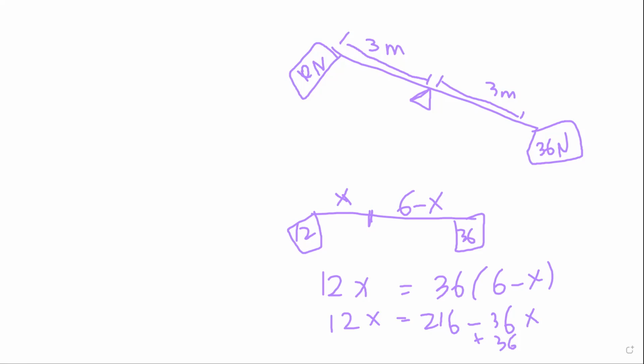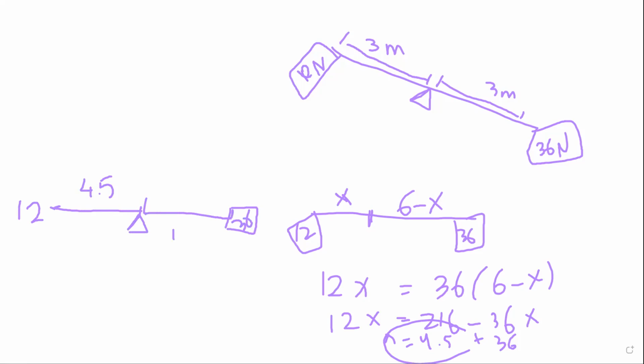So then x will be 4.5. That means when the first boy is sitting at a distance of 4.5 meters from the pivot point, he has the same torque as the second boy sitting at a distance of 1.5 meters. So now, when the first one is sitting here and the second one is 4.5 meters from the pivot point, both of them have the same torque. Now let's come back to our lesson.